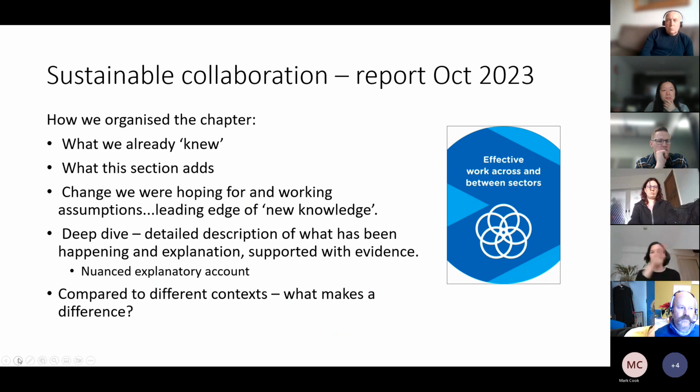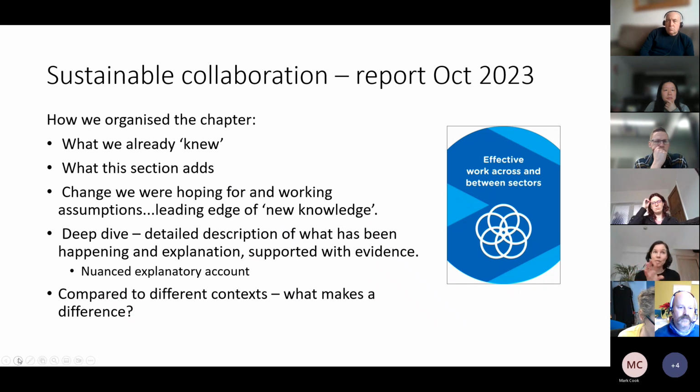I think we can talk around in circles about how it's important to work across sectors and in collaboration, and I can't imagine anybody on the call would disagree with that as a general premise, if we're trying to do things differently or build physical activity priority in place. So what we were trying to focus on is what was new that we had learned in the previous six months. We organised a chapter, which I'm going to show you in a moment, around what we already knew, and then what this section adds, in a box at the start. Then we drilled down into what we were hoping would happen and what the working assumptions were about that change.